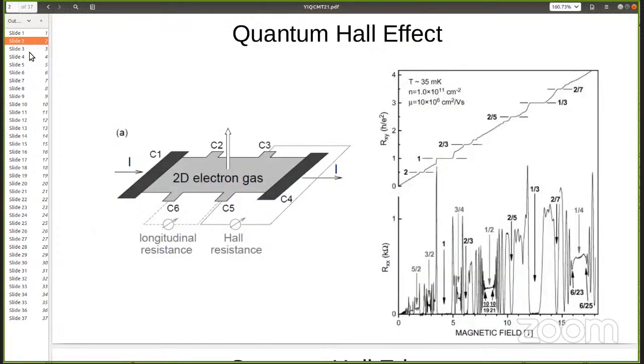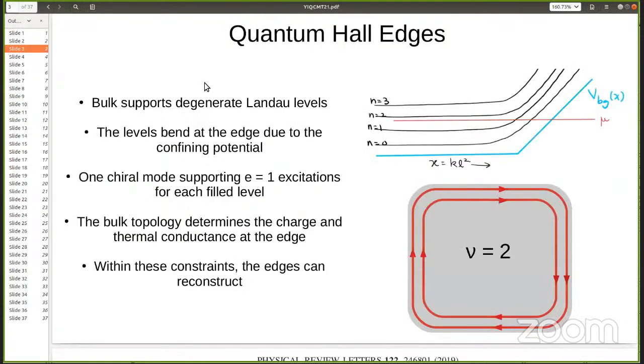Okay, so we know that if you apply a magnetic field in 2 dimensions, the single particle spectrum is given by Landau levels, which have a gap. But at the edge, the Landau levels bend because of a confining potential, and they will cross the chemical potential at a certain point, which will lead to some chiral gapless modes, which are localized on the edge.